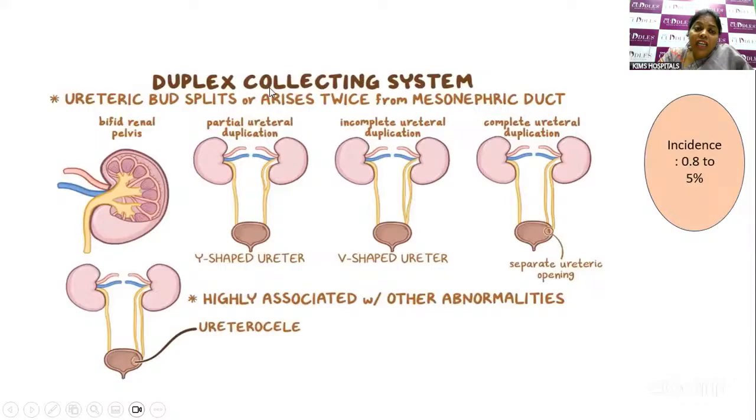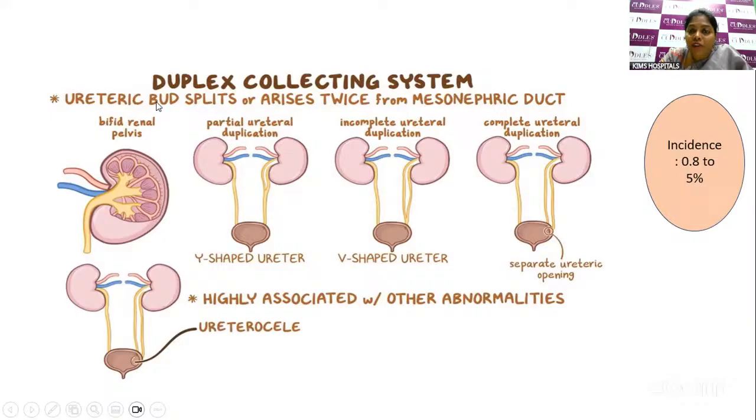So coming to the duplex collecting system, that is the duplex ureters. That is because the ureteric bud, which arises from the metanephros, usually arises twice, or there is splitting of the mesonephric duct.